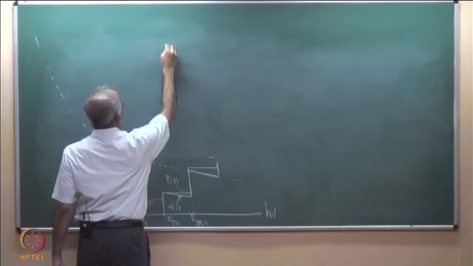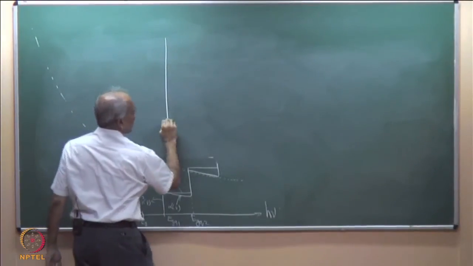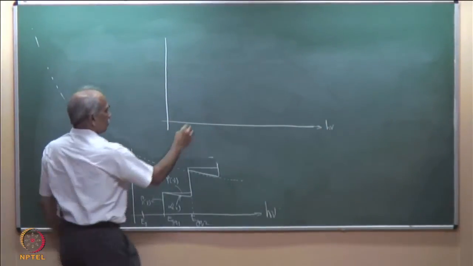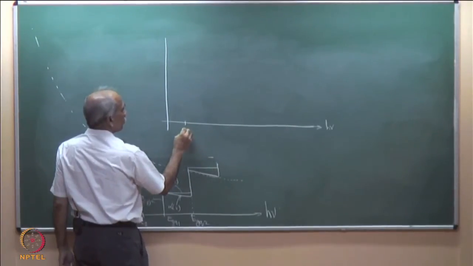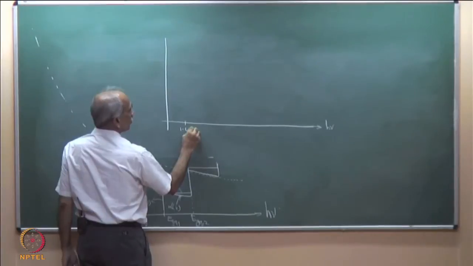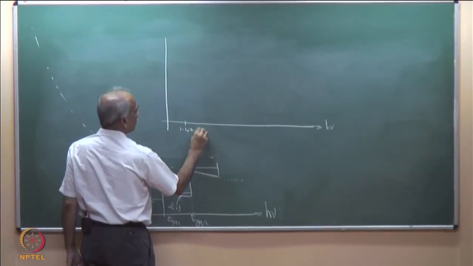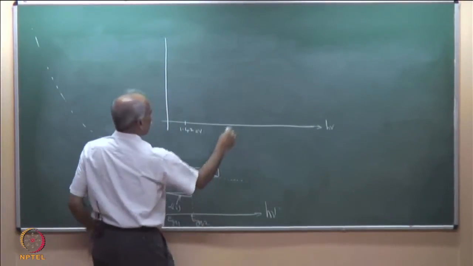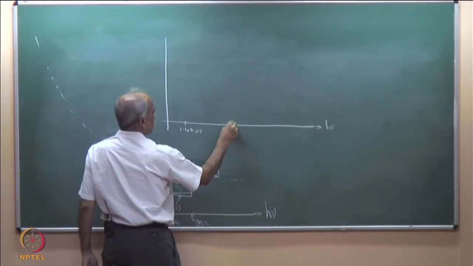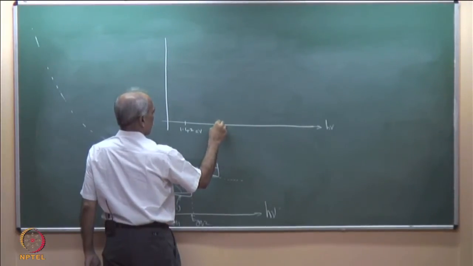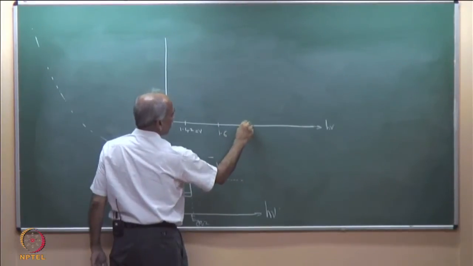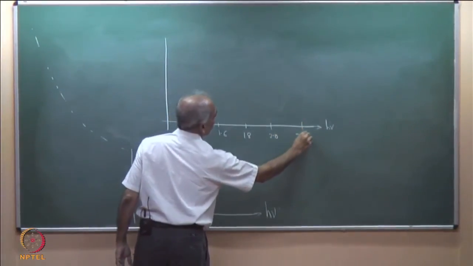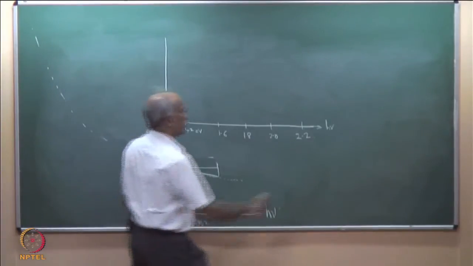A bulk semiconductor, let me take a direct band gap semiconductor like gallium arsenide. So, this is h nu and this is Eg, 1.42 eV. Let me draw some values: 1.42, that is Eg, then 1.6, 1.8, 2.0, 2.2 and so on, h nu in eV.